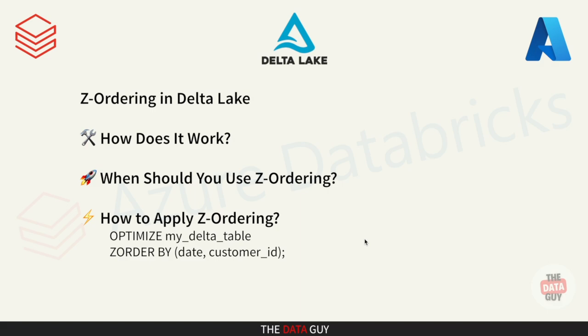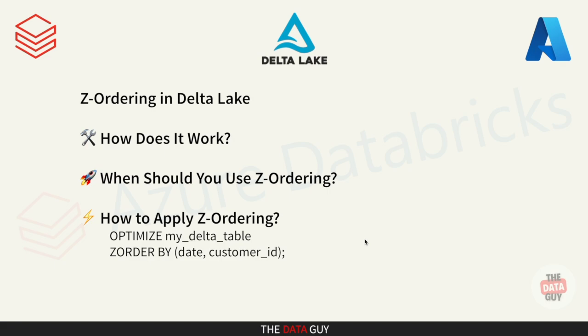So, how does it work? Databricks uses Z order curves, a space filling technique, to store related data close together. This helps in efficient filtering and speeding up queries significantly. So, when should you use Z ordering? If your queries involve filtering or where conditions on specific columns, Z ordering can speed up the performance dramatically. It's especially useful for large data sets in Delta Lake.